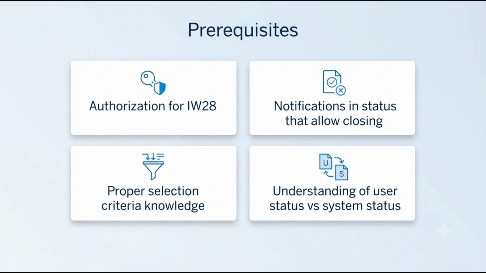Fourth, it is helpful to know the difference between system status and user status, because a restrictive user status can prevent closing even if the system status allows it. Checking these points in advance will make the mass closing process smooth and error-free.